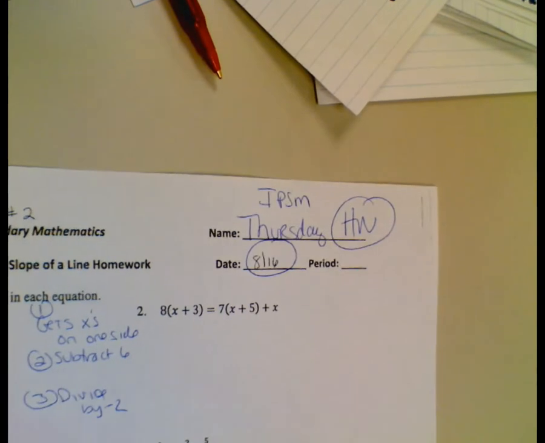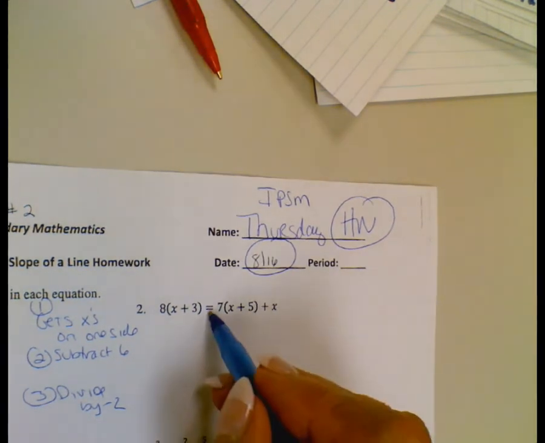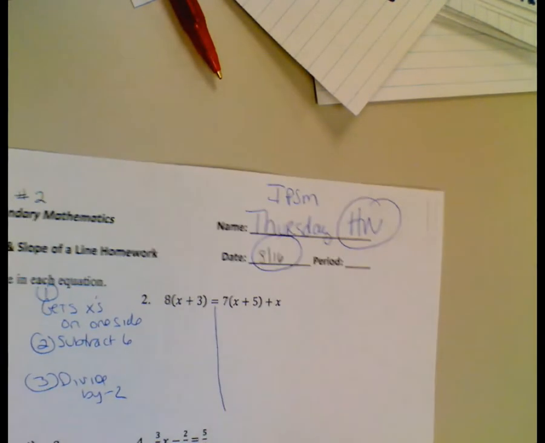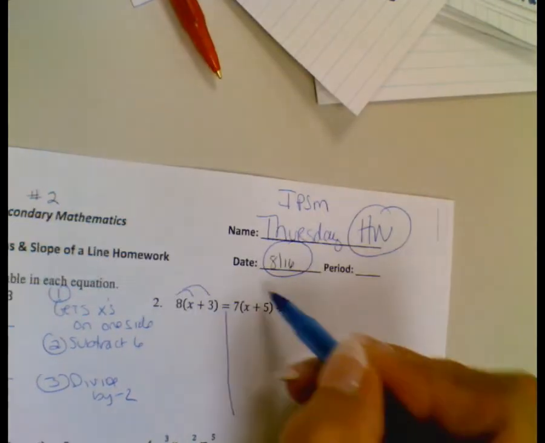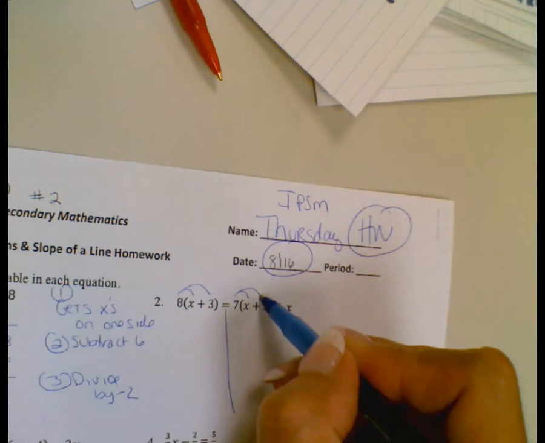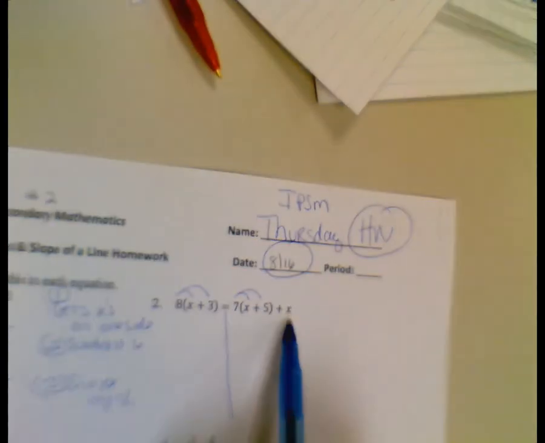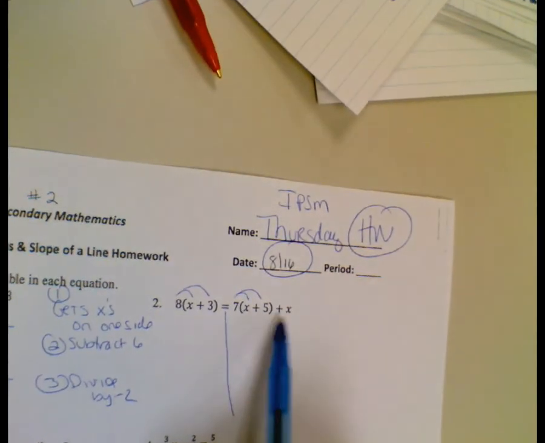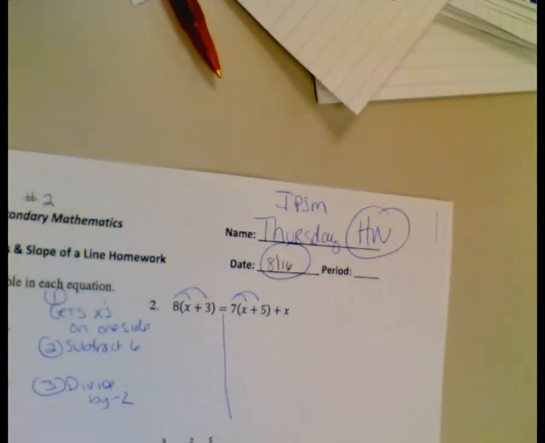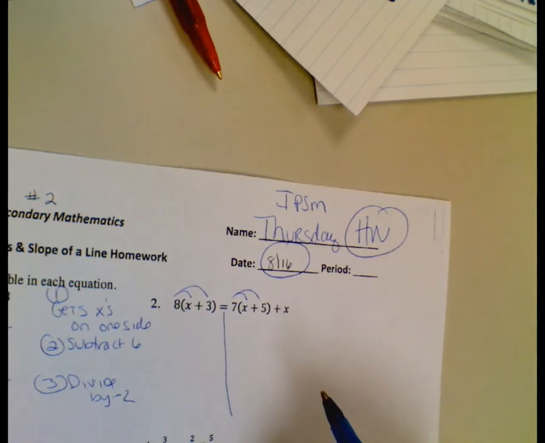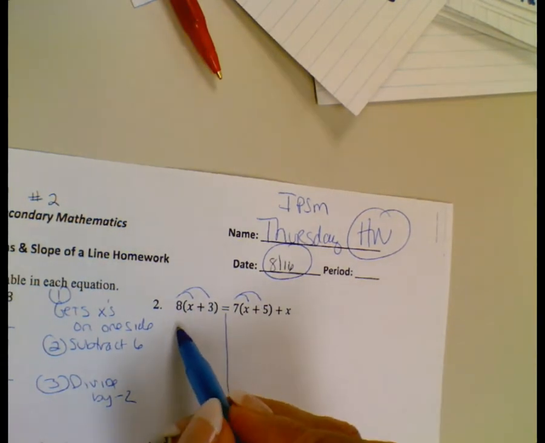Yay. First one's done. Second one, draw a line down. This time we have some distributing to do on both sides. On the left-hand side, we're going to distribute 8. On the right-hand side, we're going to distribute 7, but there's still a plus x at the end of this one. So after you distribute 7, you're still going to add some like terms. So there's two things we have to do on this side. One thing we have to do on this left side.